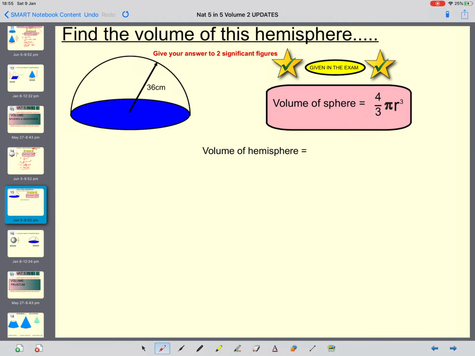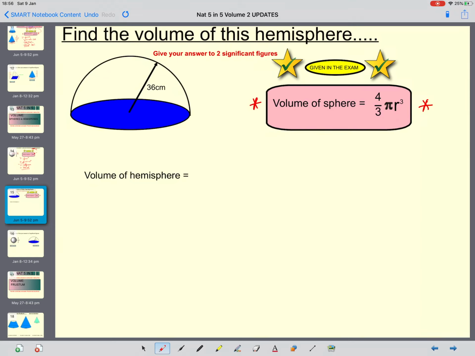Okay, let's have a look at this one here. It says find the volume of the hemisphere, which is half a sphere. Give your answer to 2 significant figures. Now, it does not give you the formula for a hemisphere in the exam. It gives you the formula for a sphere in your exam. But you're going to use this formula for a sphere, and then all you're going to do is half it.